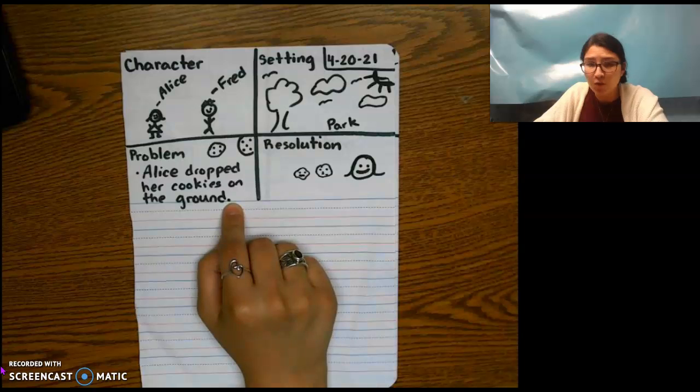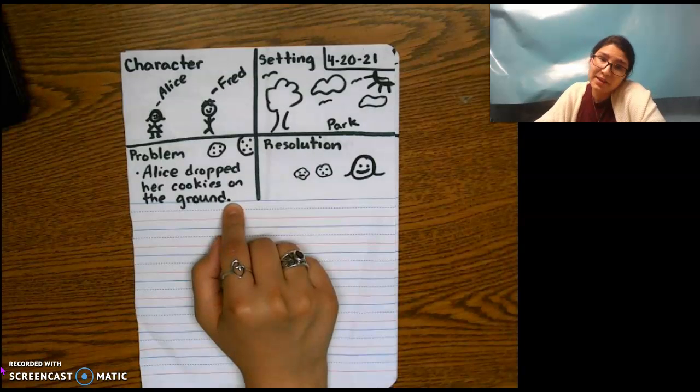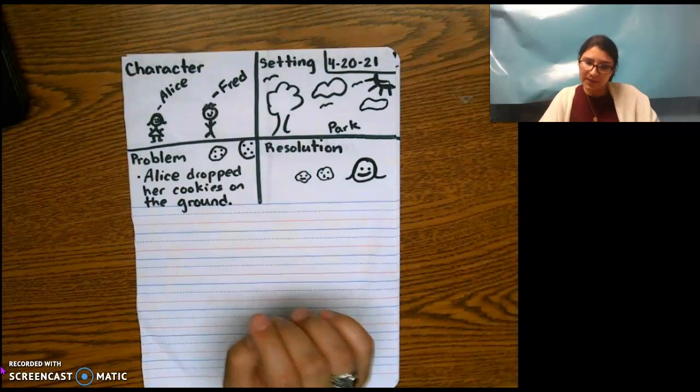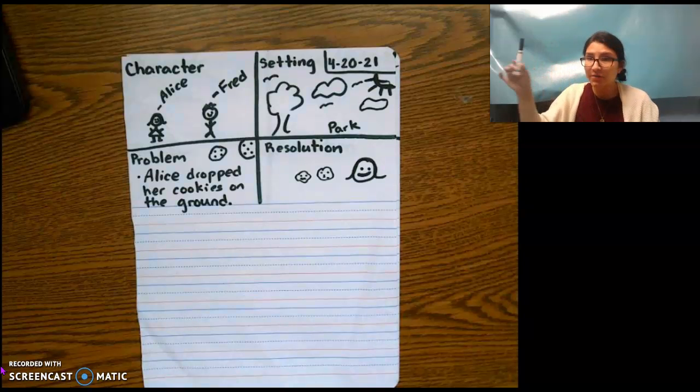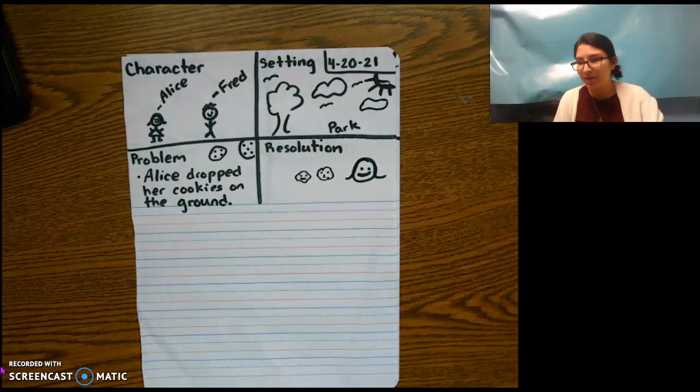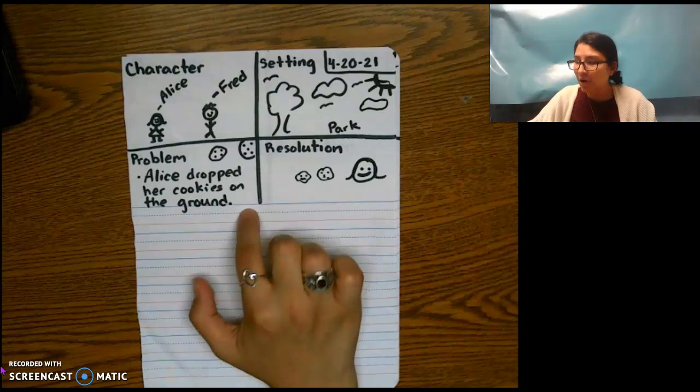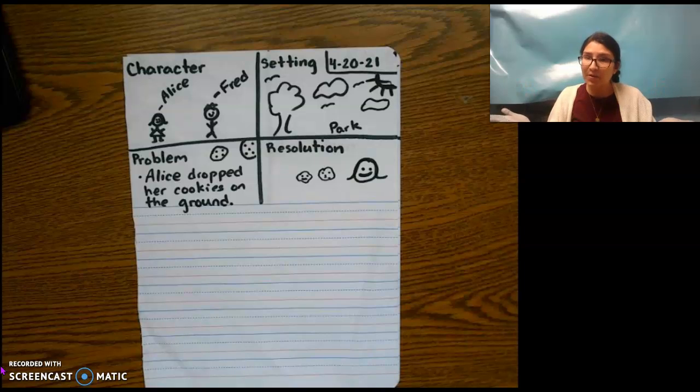Make sure you have a problem that can actually really happen. So you're not going to have a problem where all your markers fly away. No, that's not going to happen. Make sure your resolution can actually happen too. Make sure however the problem is fixed, it can actually really happen in real life, okay?